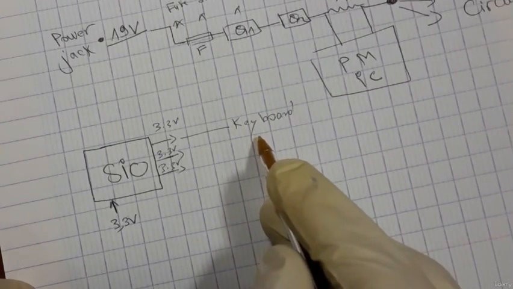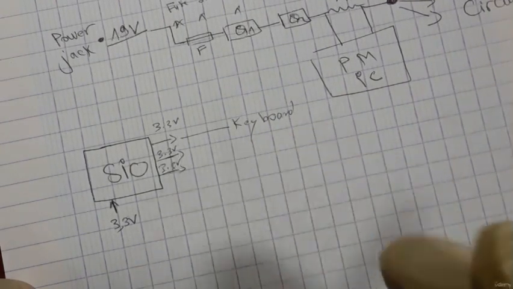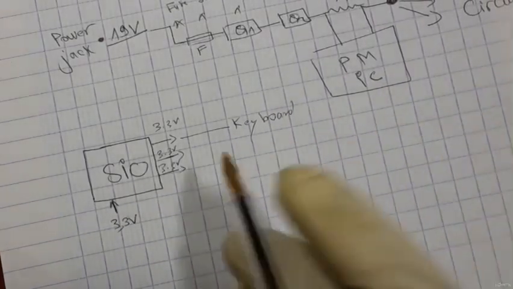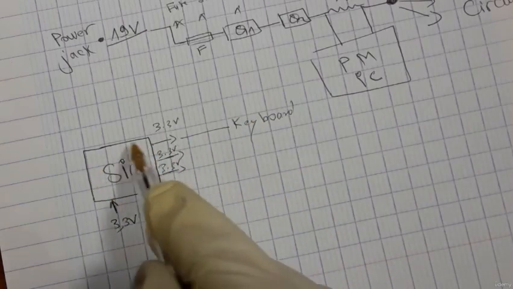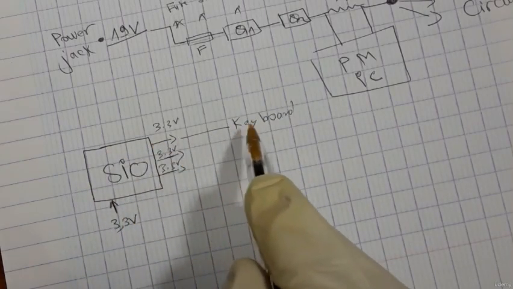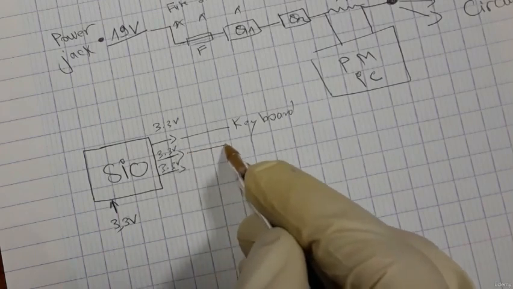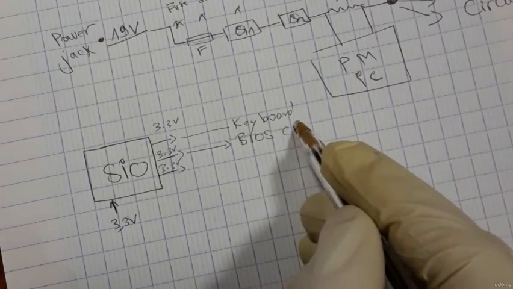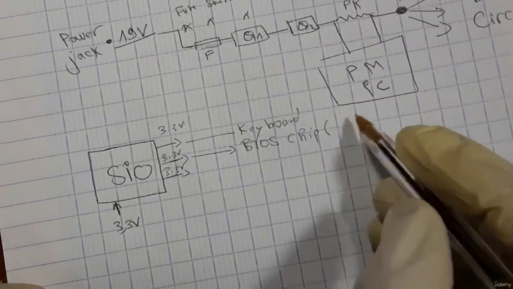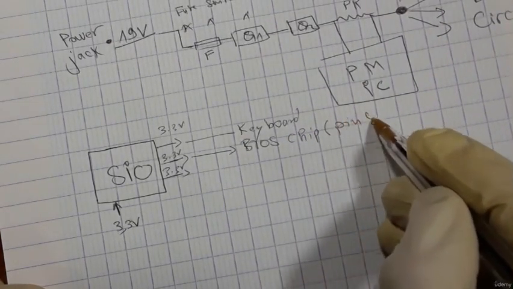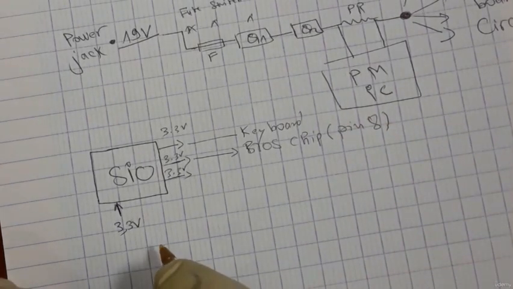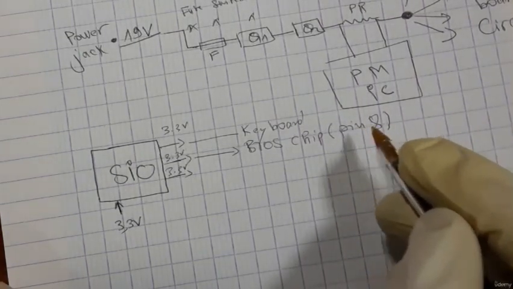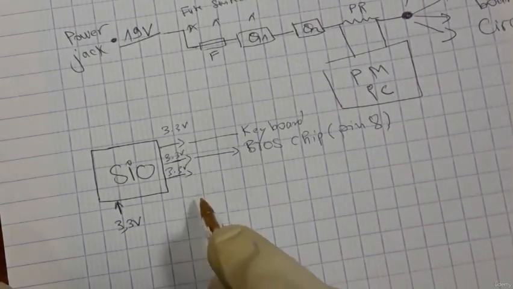When the computer is asleep, you can just press the keyboard and then the computer will be powered on again. So 3.3 volt, the CPU input output gives 3.3 volt to the keyboard, also to the BIOS chip. Okay, in pin number 8. You can also find it in pin number 1 and pin number 5, etc. But pin number 8 is important.